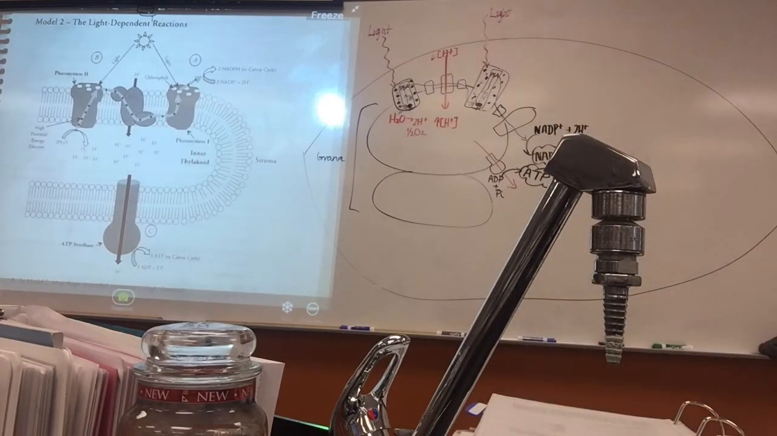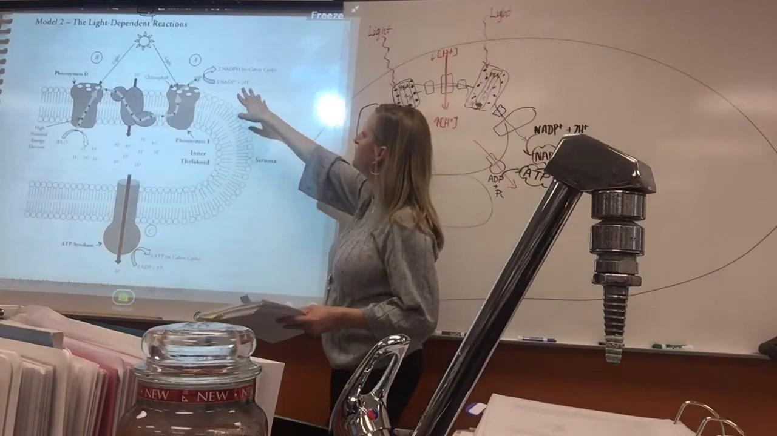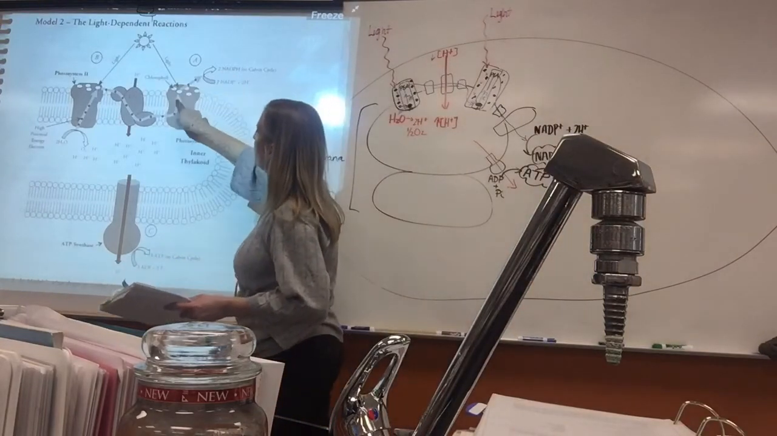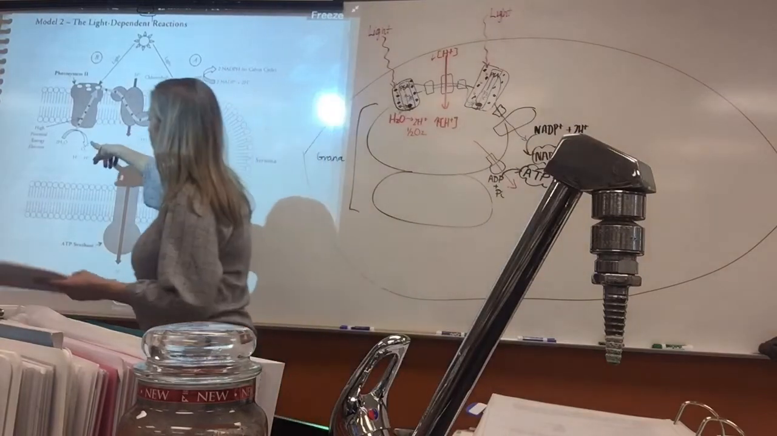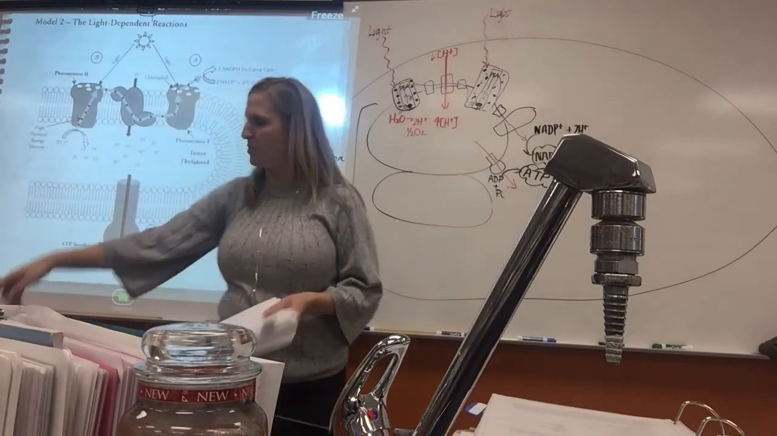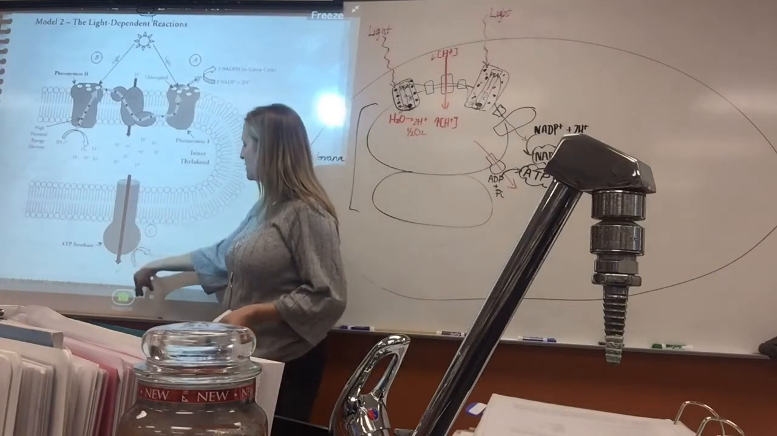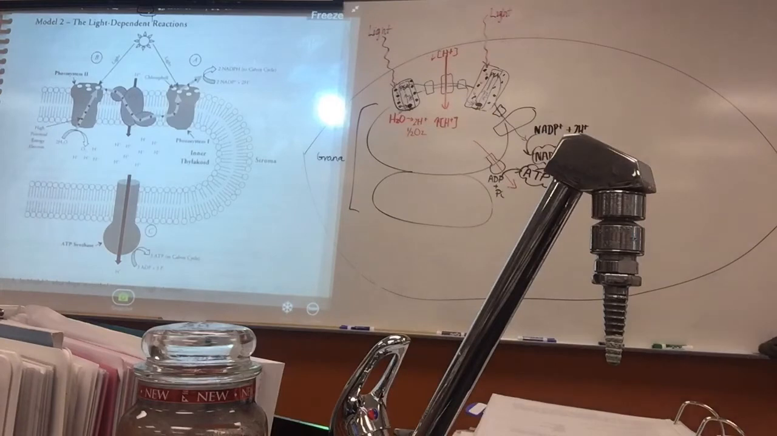Number 12, the embedded protein complex found in the thylakoid membrane that uses excited electrons to produce NADPH, and that is photosystem 1. 12B, the one that splits the water, that would be photosystem 2. And the protein where the H plus is diffused to make ATP would be ATP synthase. All right, so 13, turning the page.